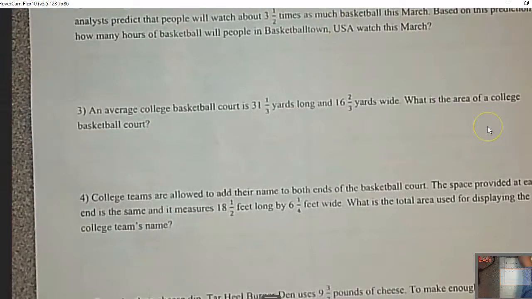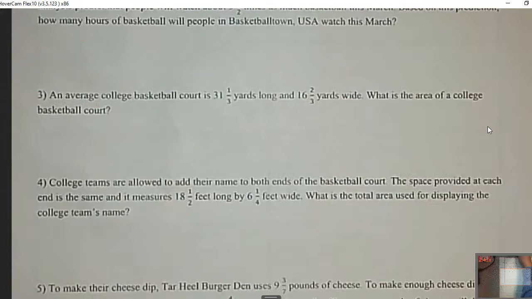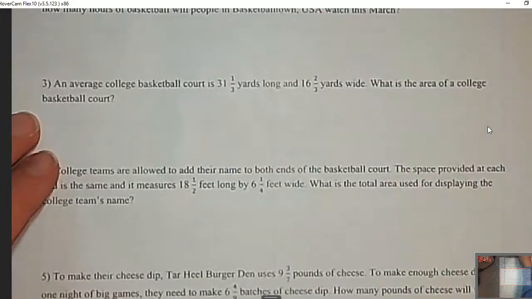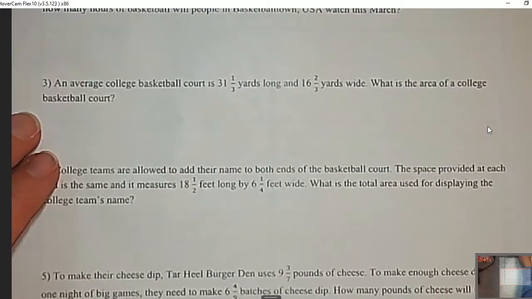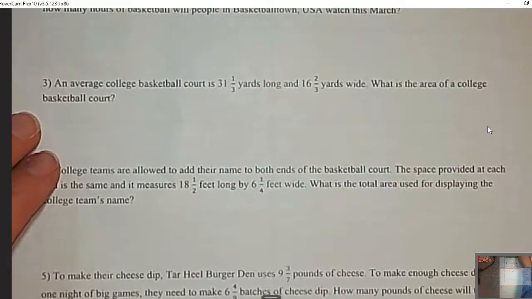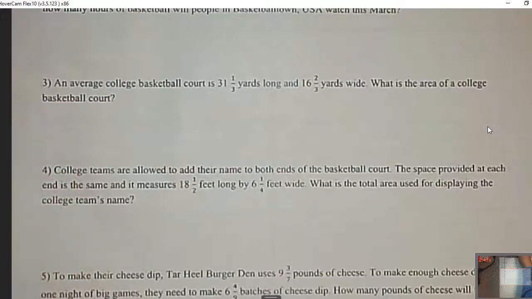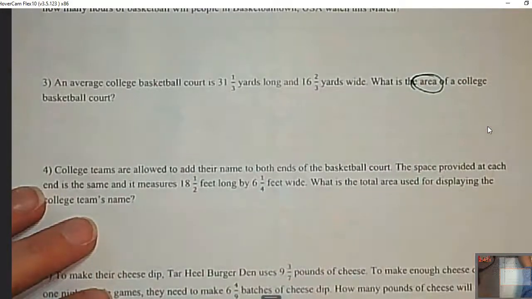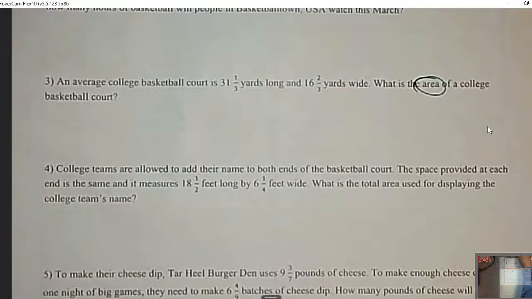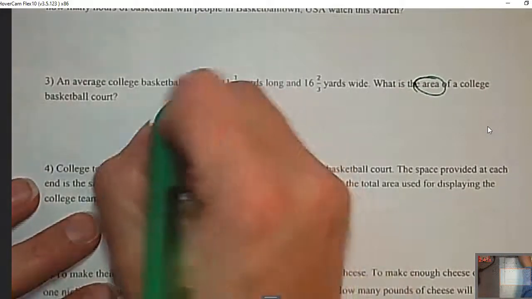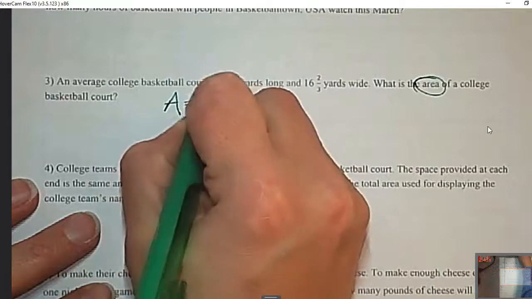So here we are. All right, we're going to look at number 3. You have this worksheet in front of you. I'm going to model how to do these so you know what to do as you're working independently today. Number 3 says an average college basketball court is 31 1/3 yards long and 16 2/3 yards wide. What is the area of a college basketball court? Is there a key word in here that's going to help us know what to do? What's the key word here, Stone? Area, right? And when we're finding area, we are going to do what operation, Nate? Multiply. So please go ahead and write down the formula.